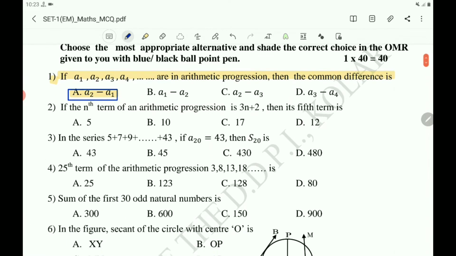Then you take the second question. If the nth term of an AP is 3n plus 2, then its fifth term is. Here the nth term is given, that is 3n plus 2. We have to find the fifth term. Then an equals 3n plus 2, and the fifth term is a5. In the place of n you write 5: 3 into 5 plus 2 equals 15 plus 2, which is 17. Option C is the answer. So note down option C.